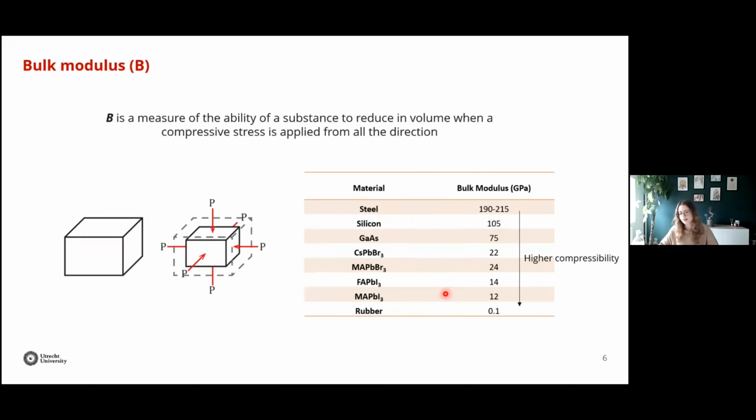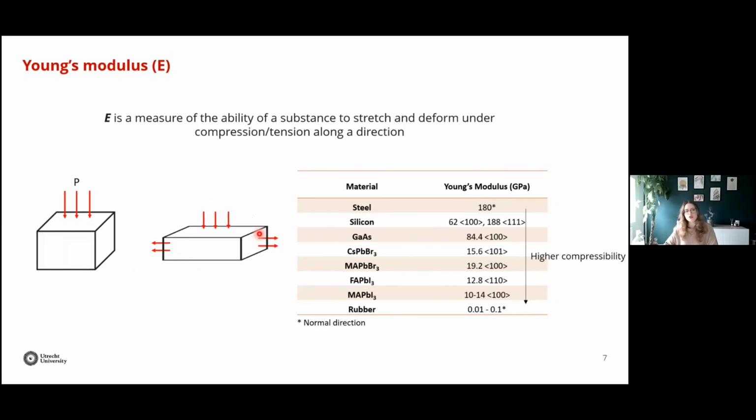But then if you look at the end of this table, you have rubber, which is very low, but also the perovskites, which are very low and different compared to the silicon or gallium arsenide, meaning that they are more sensitive to strain. The Young modulus is quite similar, but then the difference is that you apply a compression or tension along one specific direction.